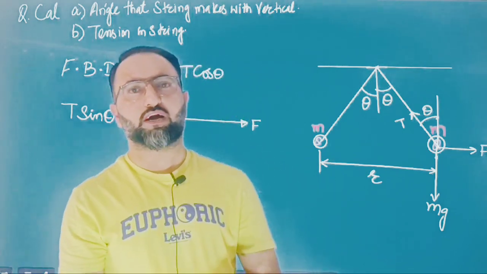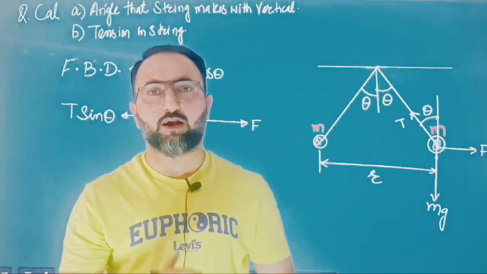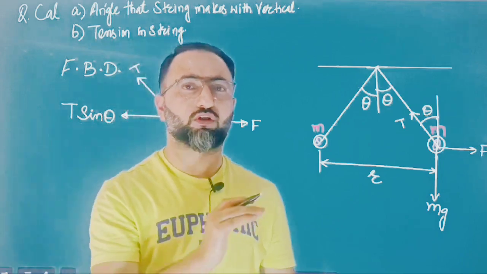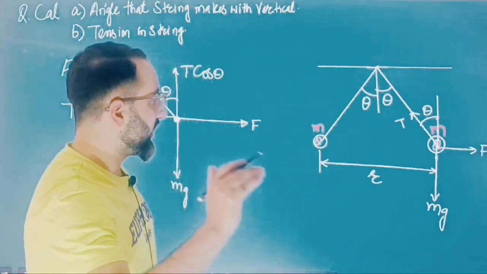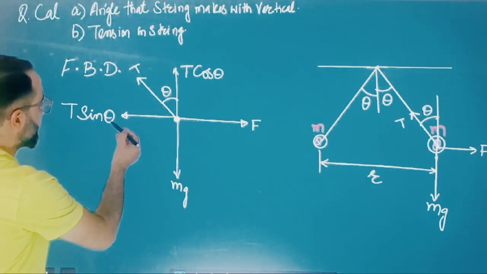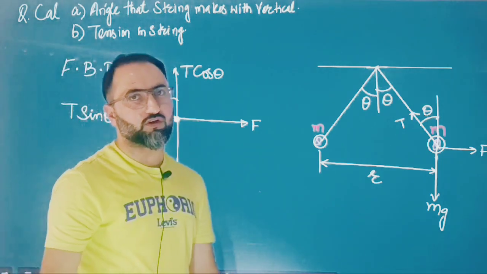When the net force on this particle is equal to 0, what does that mean? That means the upward force will be equal to the downward force, and the force towards the right will be equal to the force towards the left. So that's what I'm going to write. Simply, t cos theta will be equal to mg, and t sin theta will be equal to the electrostatic force, which is equal to F.